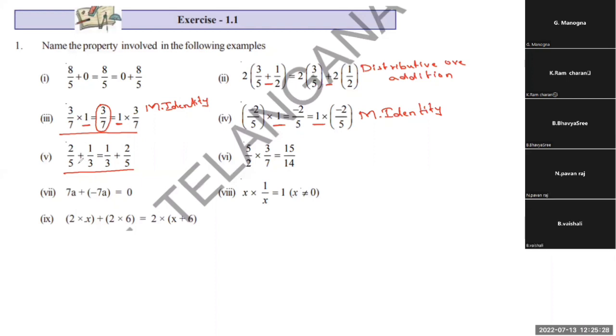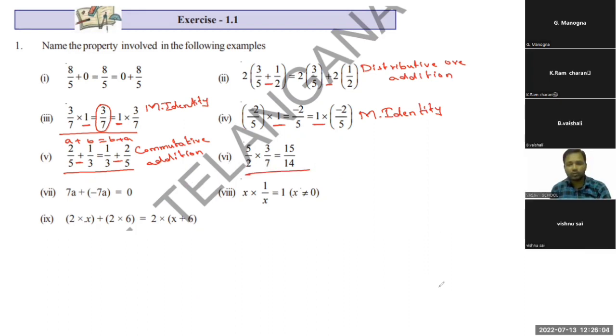It is commutative property under addition. Commutative property because we are taking 2 rational numbers. For any two rational numbers a and b, a plus b is equal to what? b plus a. Therefore, it is what? Commutative property. Commutative under addition. Okay. Now, what about the sixth one?